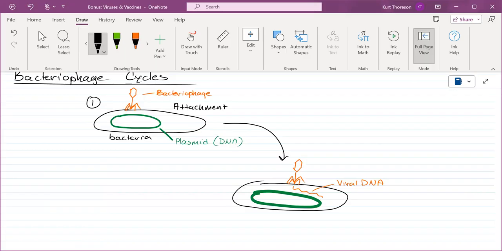Viral DNA has been injected into the cell. This second step is called penetration.